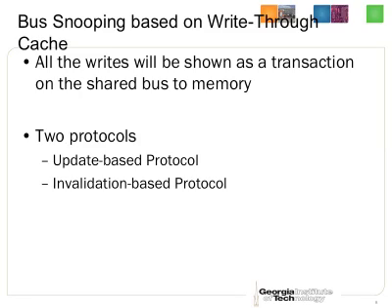In the next few slides, we're going to talk about bus-based coherence protocols. Here we assume all the processors are connected to a bus, and all the processors use write-through cache. So all the writes will be shown as a transaction on the shared bus to memory. We're going to talk about two protocols, the update-based protocol and the invalidation-based protocol.